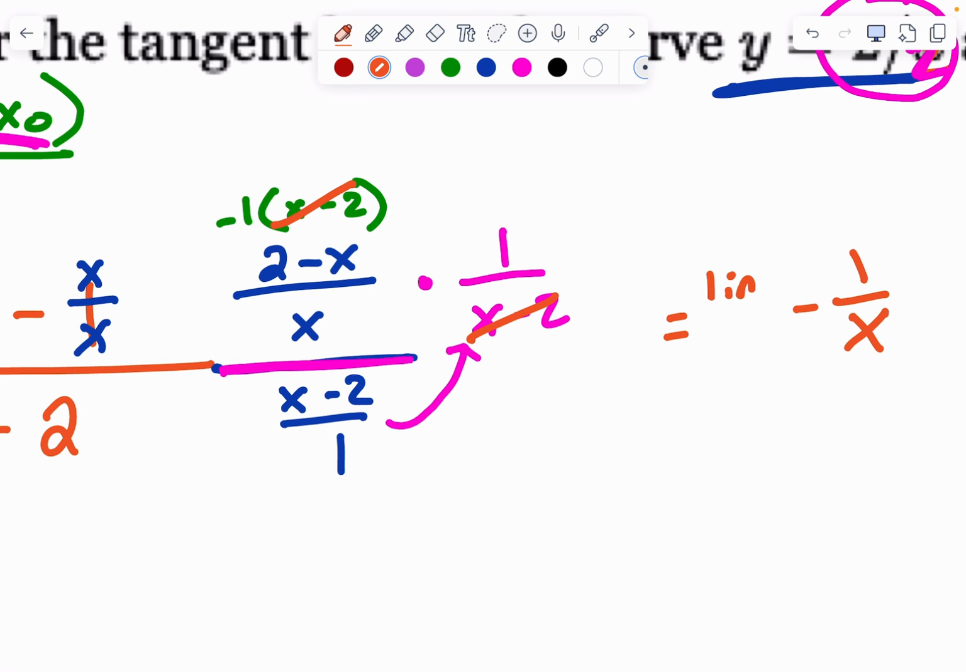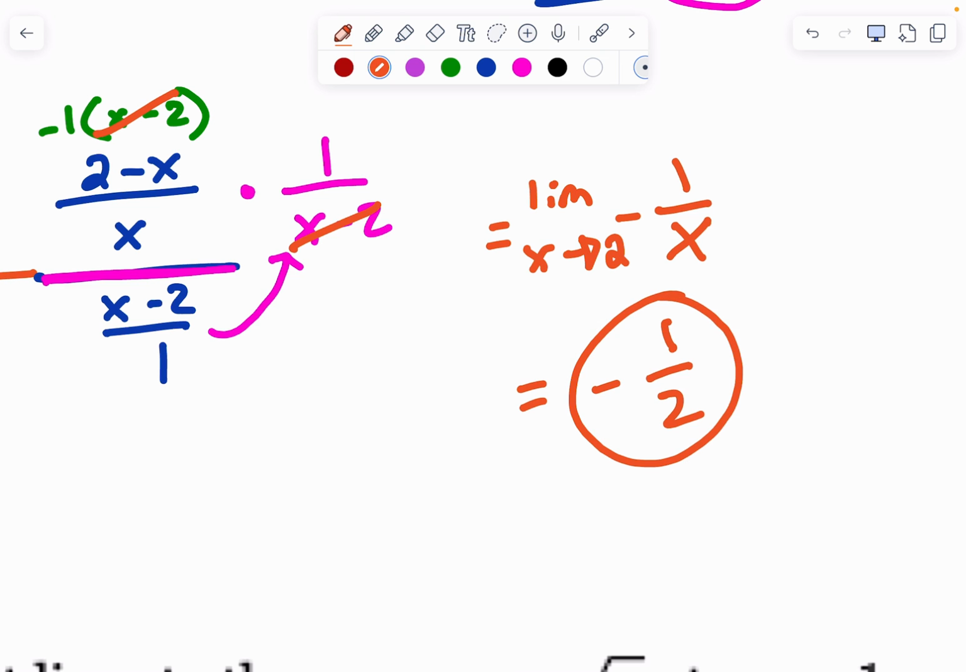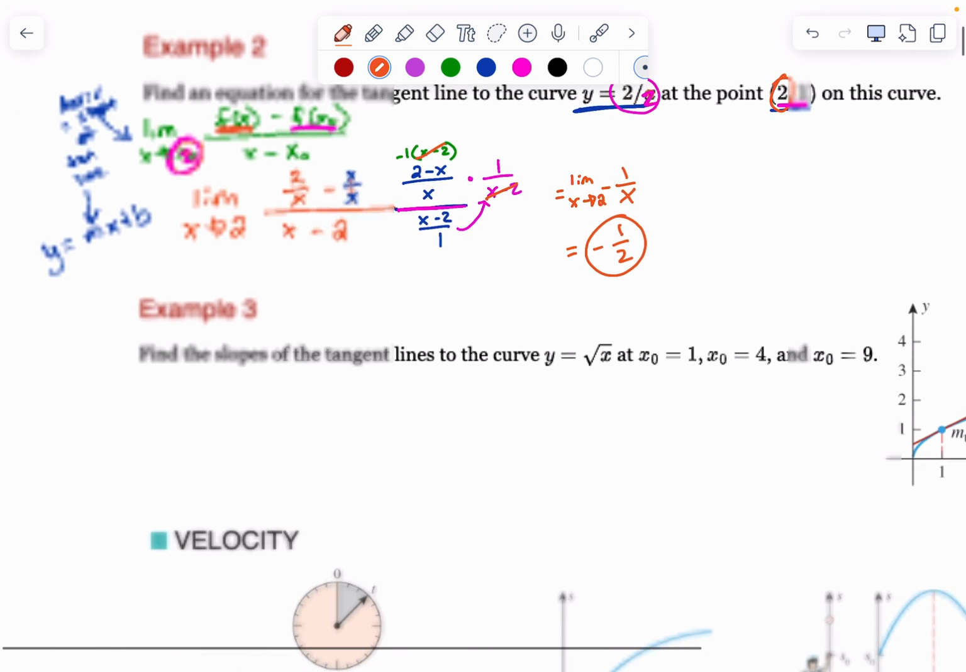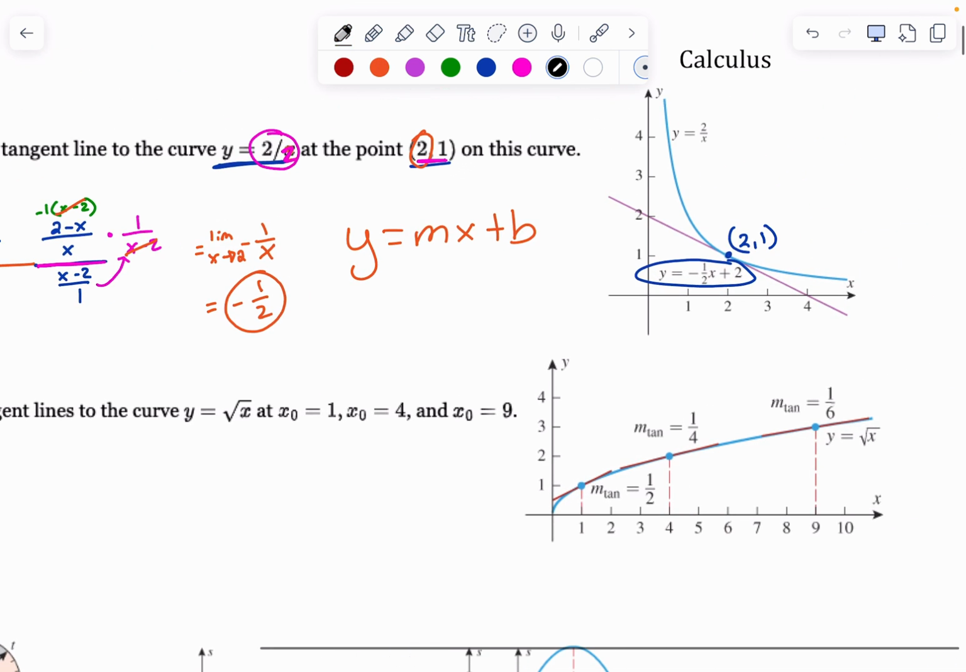And I'm doing the limit as x approaches what number? 2. So now can I plug 2 in? Negative 1/2. And that is the limit, which is the derivative, which is the slope of my tangent line. So now I have y equals mx plus b, and I know that the m is negative 1/2. Is that what they have in my graph?